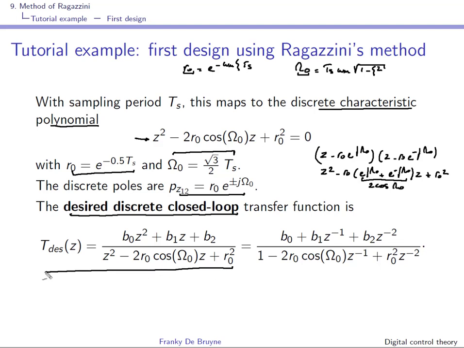So you can see here that at the denominator I have this discrete characteristic polynomial, and here I'll have a numerator. And of course, for this numerator we'll have to take into account these constraints that we had imposed on the desired discrete closed loop transfer function in terms of causality of the controller, preventing unstable pole zero cancellations, and also having a static gain that is 1.